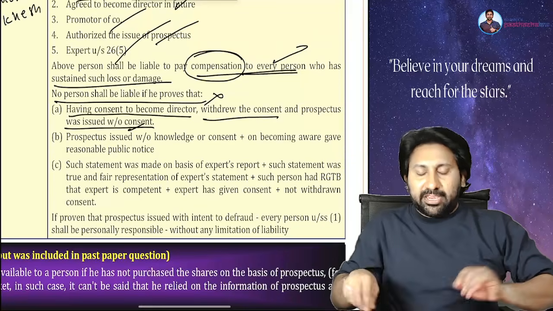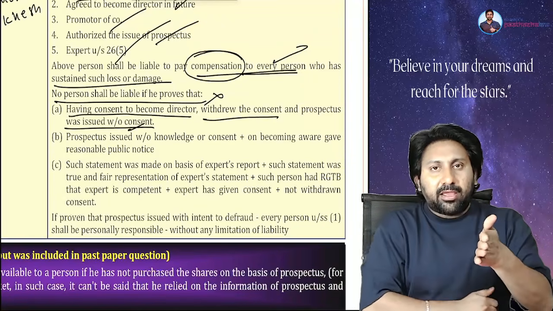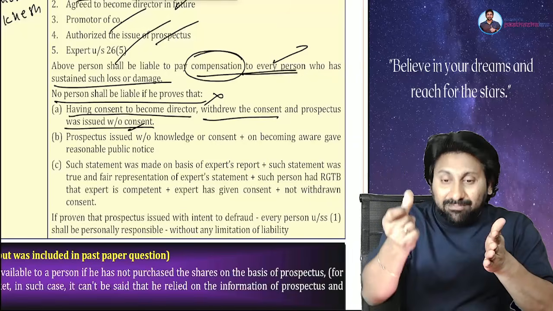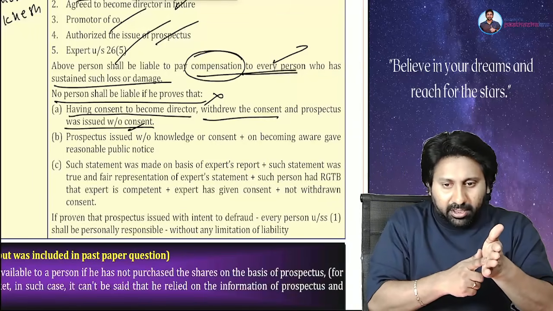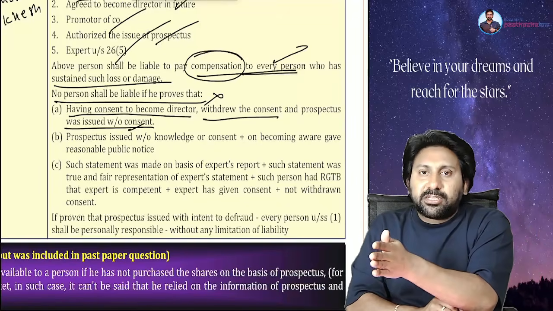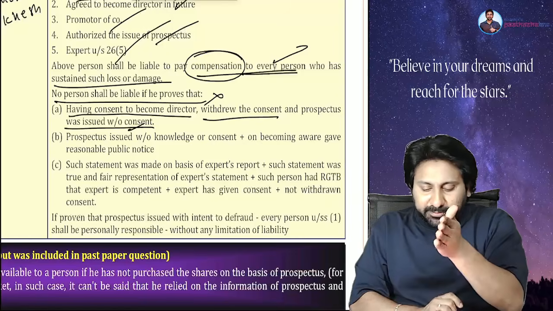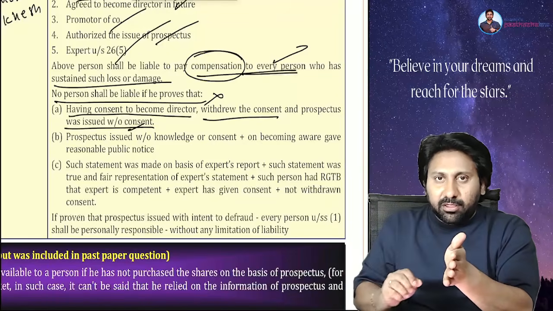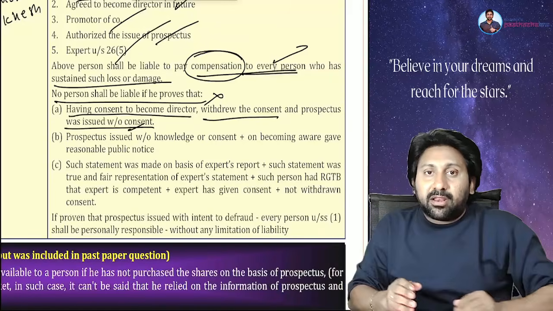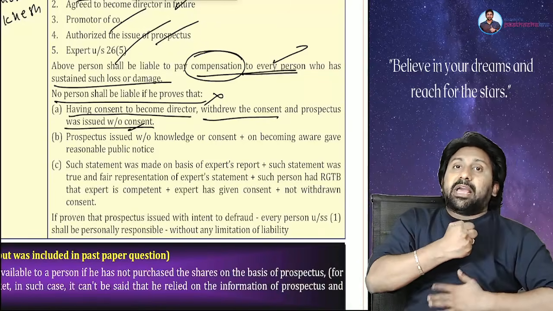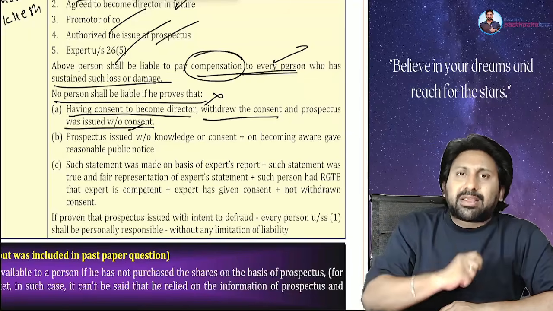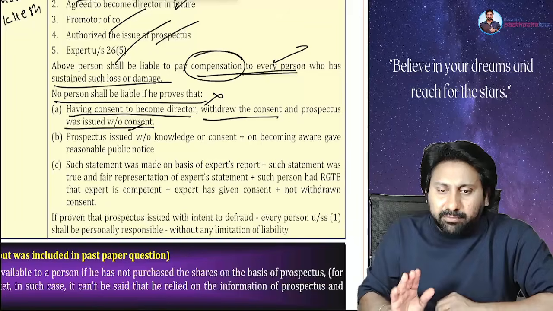What does that mean? See, today I agreed to become a director. One month after, the prospectus was issued. The prospectus is sent for registration 15 days after. In between, I have withdrawn my consent to become director. Originally I consented to become a director, but I withdrew my consent. I said namaste to your company. I don't want to become a director.